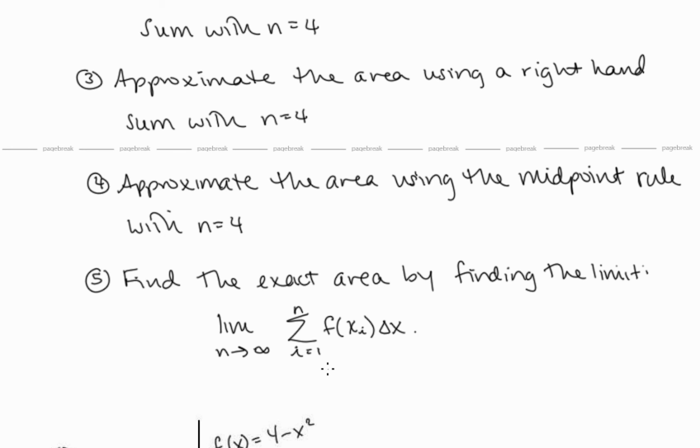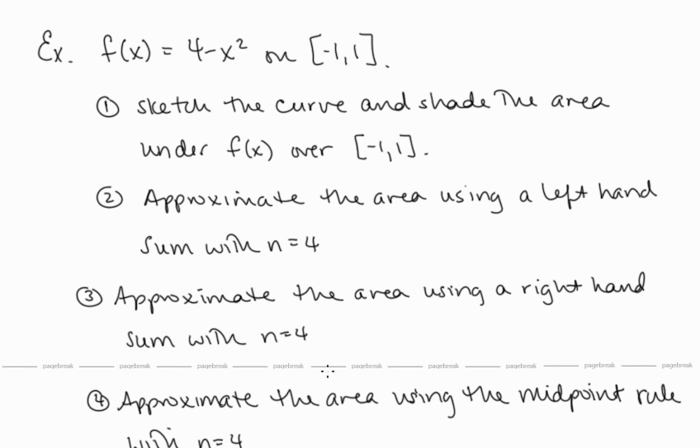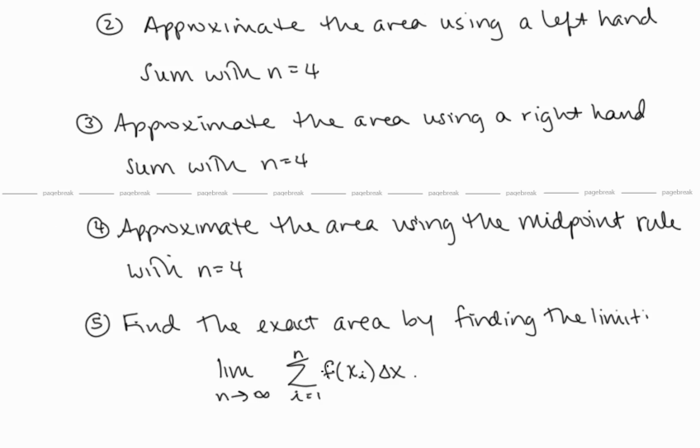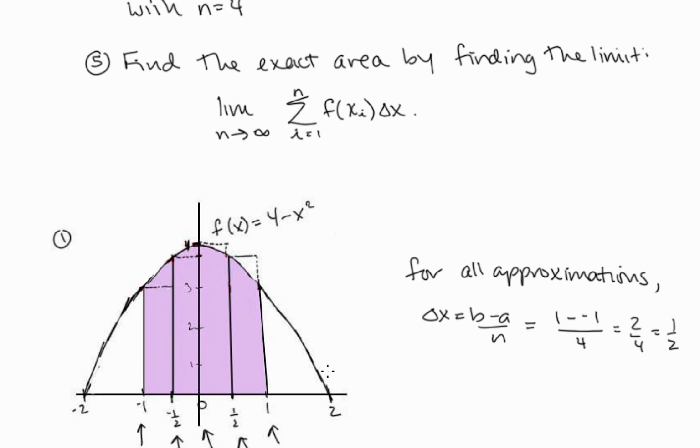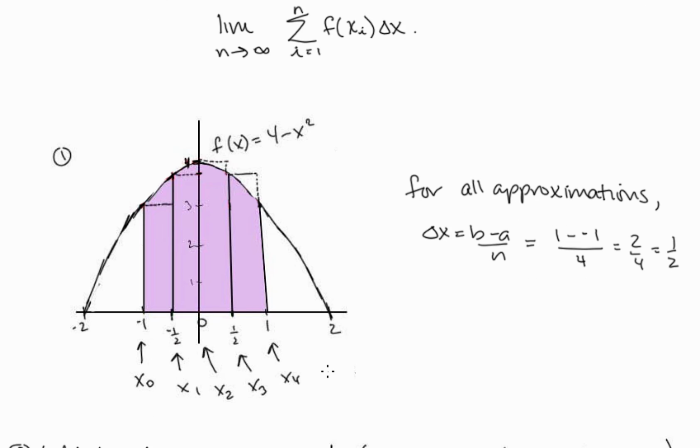So first let's sketch the curve, f of x equals 4 minus x squared, on the interval -1 to 1. So 4 minus x squared is a downward-facing parabola shifted up 4 units, so we're here. We know that it has intercepts at -2 and 2, but we're only interested in the area from -1 to 1, so it's that purple shaded area there.